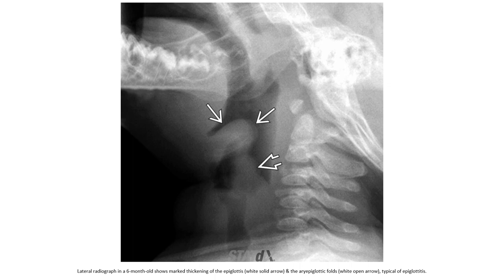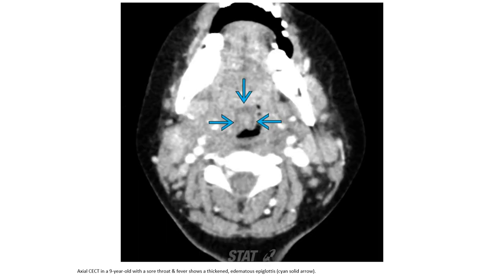Lateral radiograph in a 6-month-old also shows marked thickening of the epiglottis and aryepiglottic folds, typical of epiglottitis. CT in a 9-year-old with a sore throat and fever shows an edematous epiglottis.